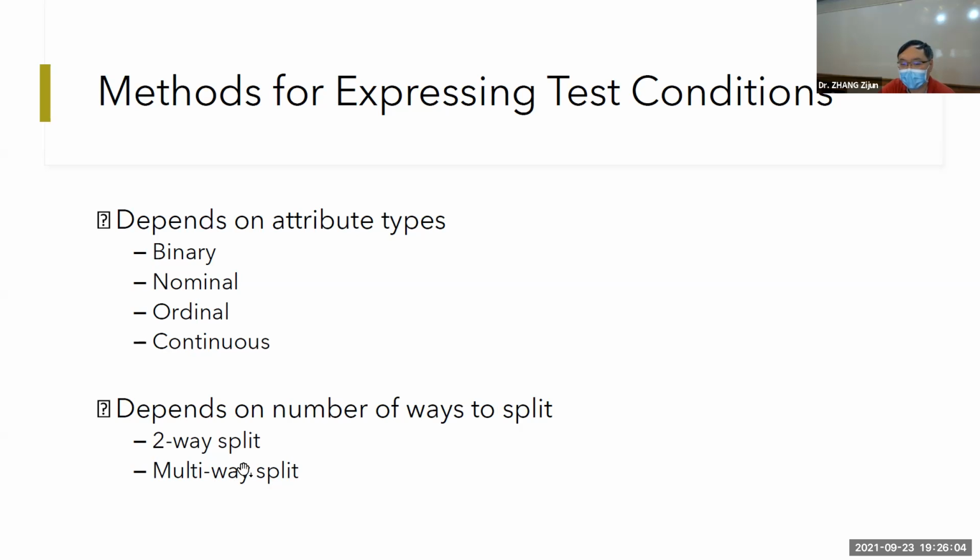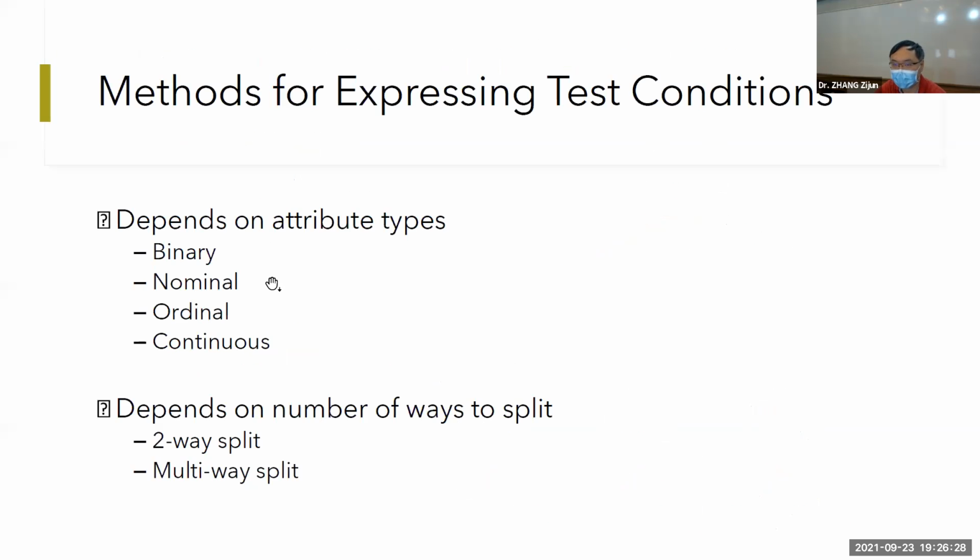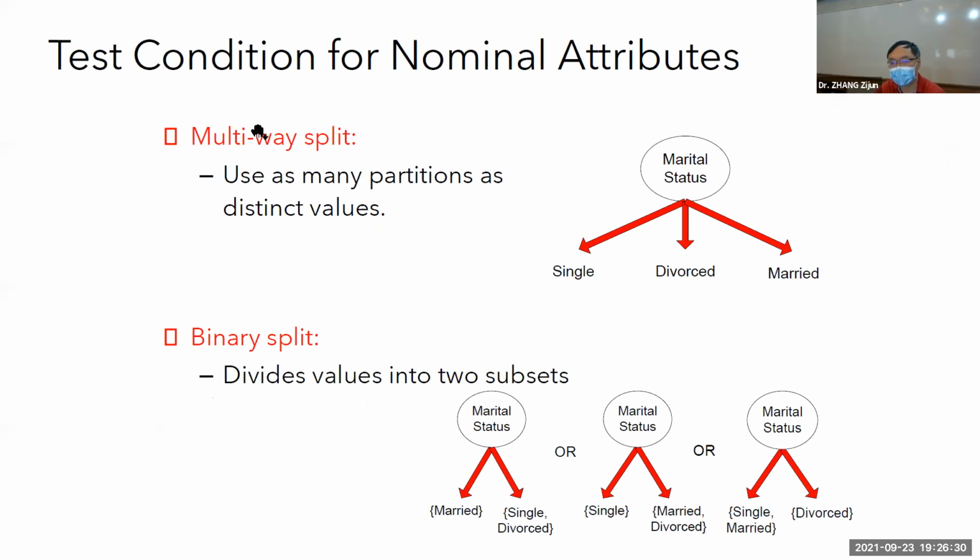Usually we will consider a very simple way, the two-way split, but sometimes some people will also consider multi-way split. That could make things very complicated. So the multi-way splits, first of all, let's illustrate the split strategy and its test conditions for nominal attributes.